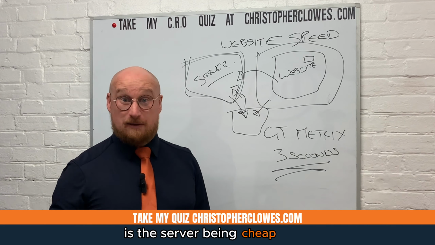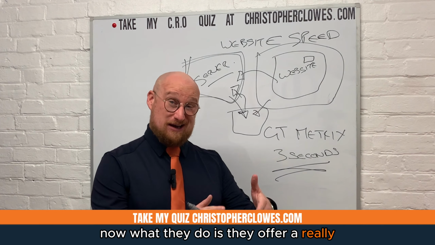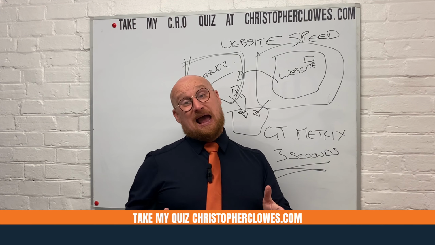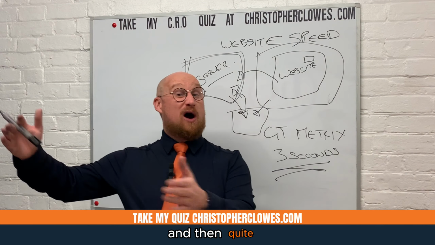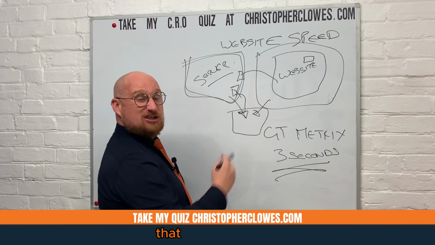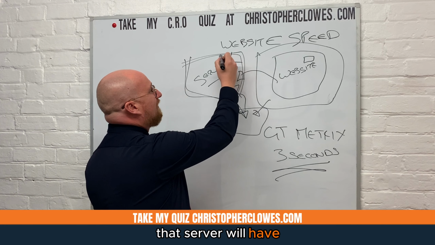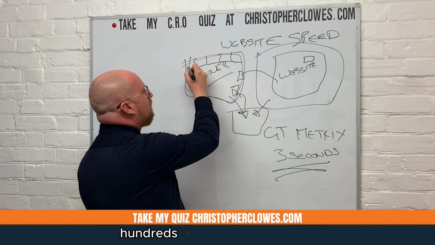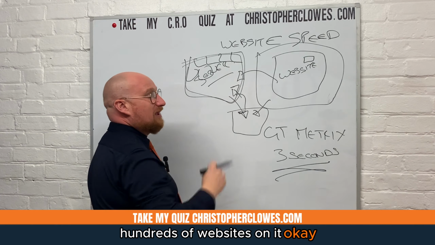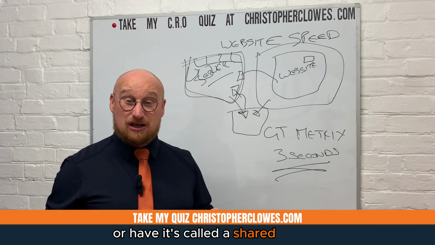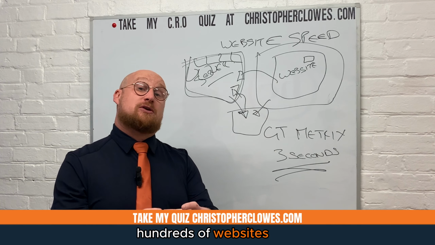Now, what they do is they offer a really, really cheap service and then quite a top level service as well. But with the cheap service, what happens is, let's say you pay £3 a month. That server will have hundreds of websites on it, okay? It's called a shared server. It has hundreds of websites on it.